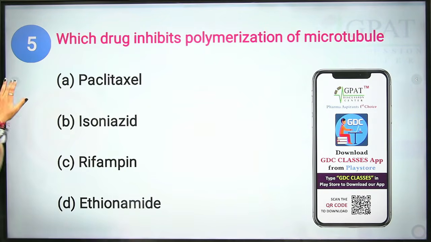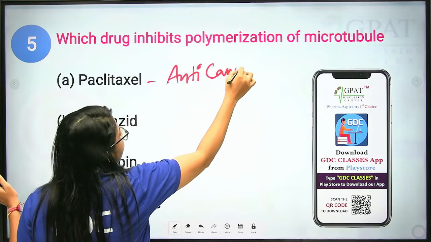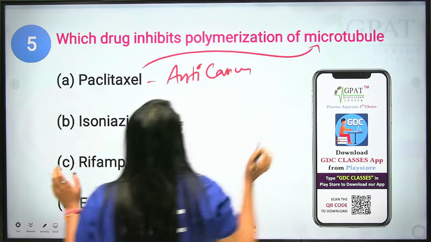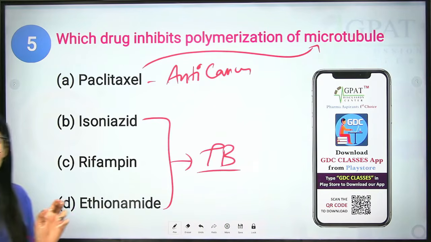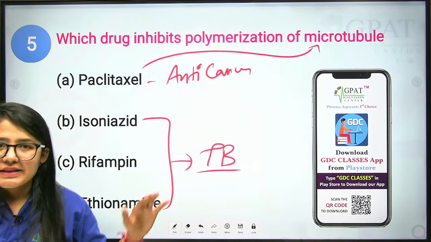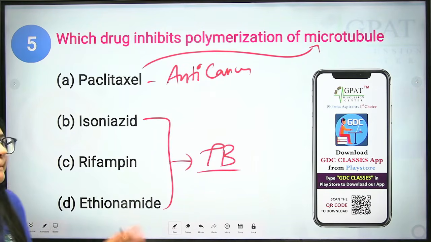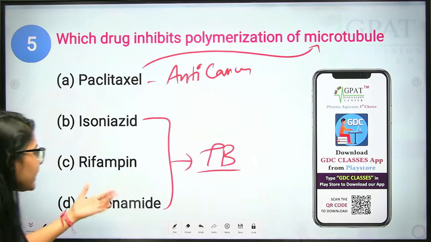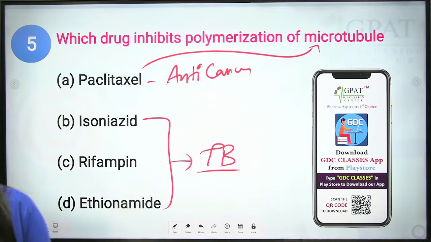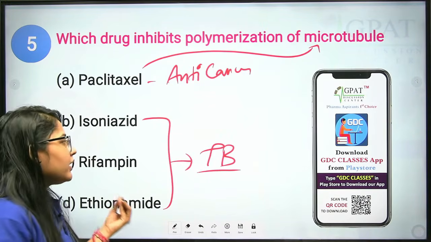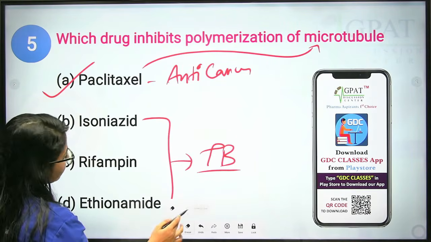It is a type of anti-cancer drug. This is an anti-cancer drug and it shows the effect on microtubule. These three are the drugs of TB, that is tuberculosis. Isoniazid works by inhibiting mycolic acid synthesis. Rifampin works by inhibiting the RNA polymerase enzyme. And this is Ethionamide. Ethionamide works by inhibiting mycolic acid synthesis. So yes, option A will be the correct answer.